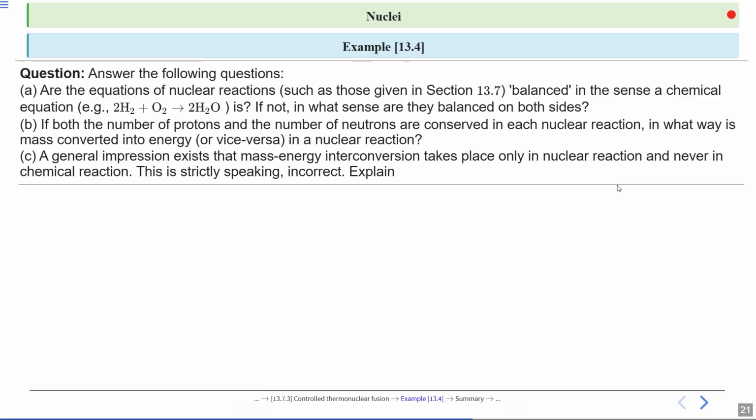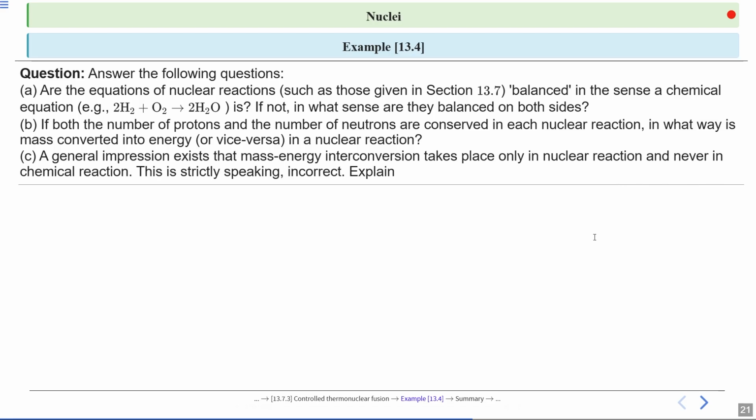Part B. This question asks you to think about how mass can be converted to energy even when the number of protons and neutrons stay the same. It tests your understanding of Einstein's mass energy equivalence, E equals mc square, where E is the energy, m is the mass, and c is the speed of light. Notice how the question wants you to connect the idea that even if particles are conserved, their total mass can change, with the difference appearing as energy.